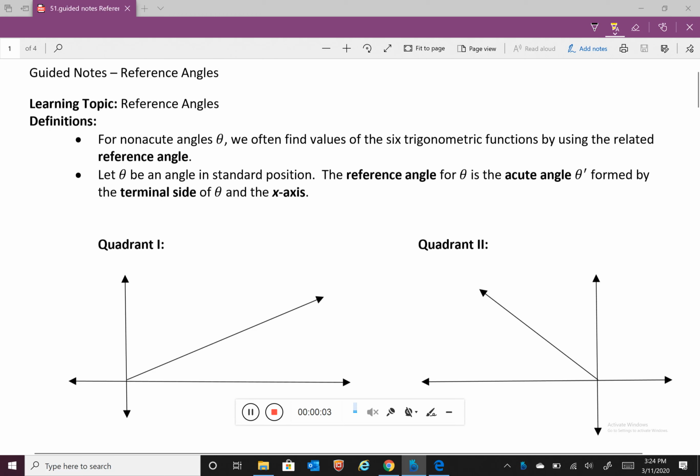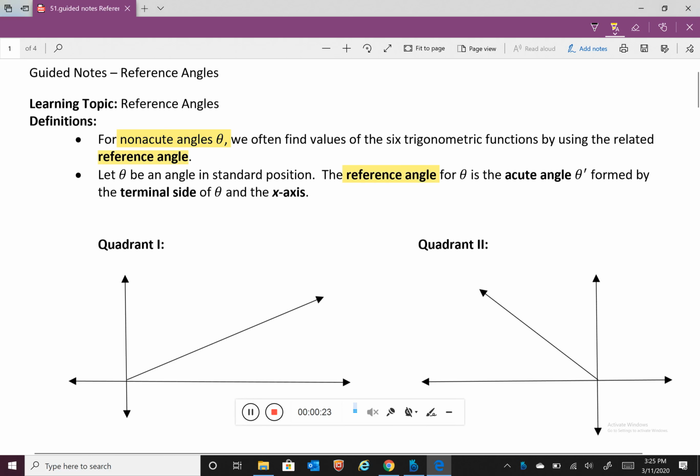Our topic for this video is reference angles. So for non-acute angles theta, we often find values of the 6 trigonometric functions by using the related reference angle. So let's let theta be an angle in standard position.